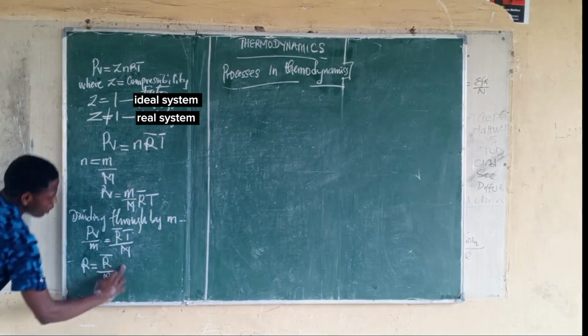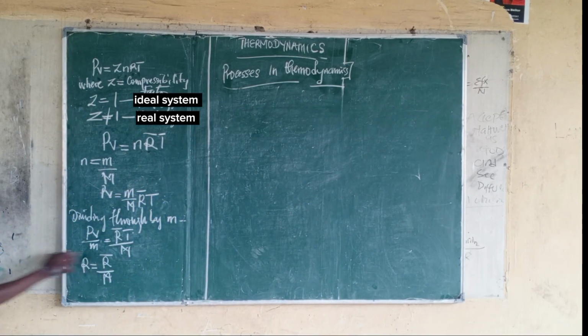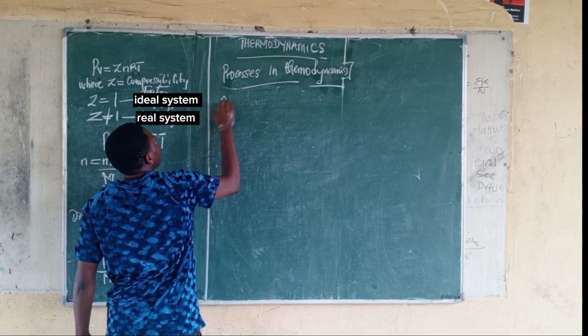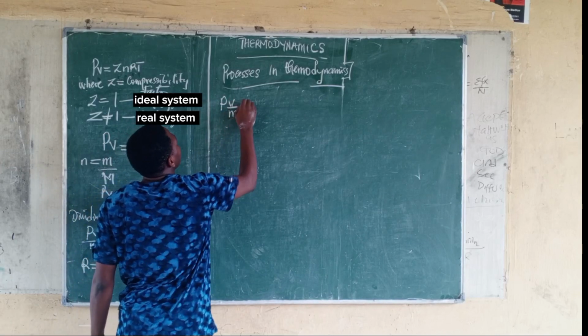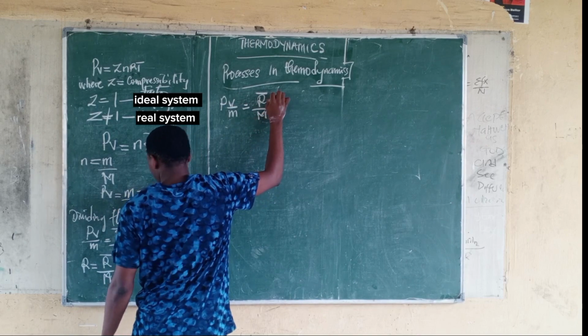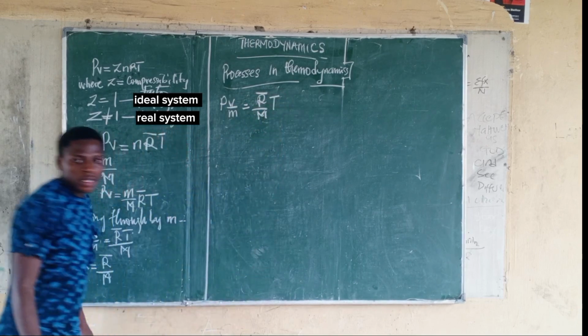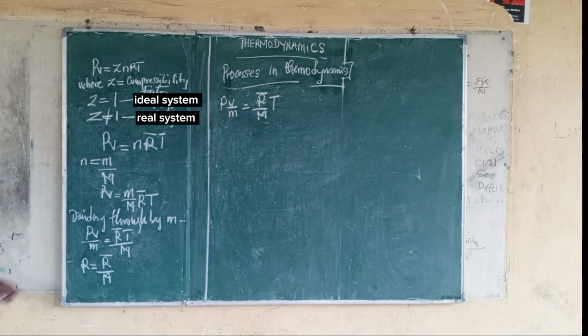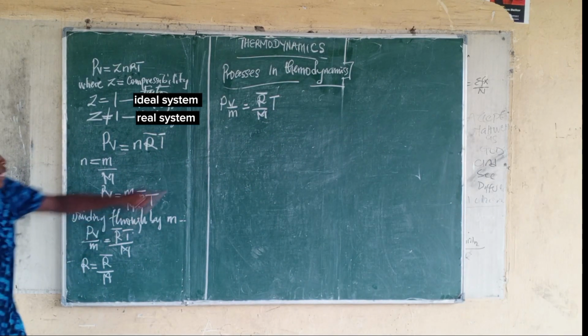If we rearrange this equation, we have something like PV over M equals R bar over M, then T. So that's nothing for R. Anywhere we see R bar, can we put R? So we can put this R here.